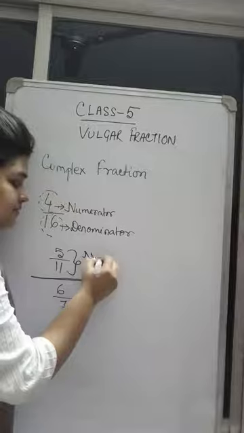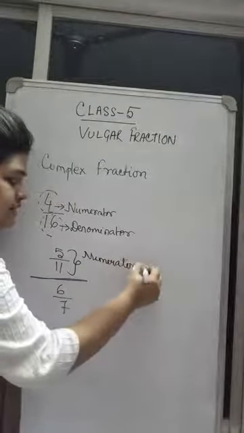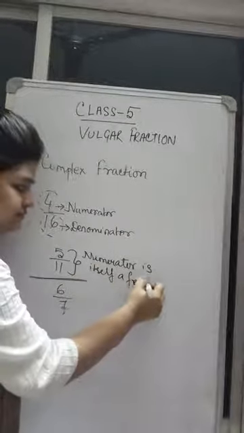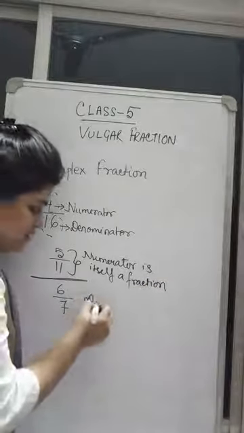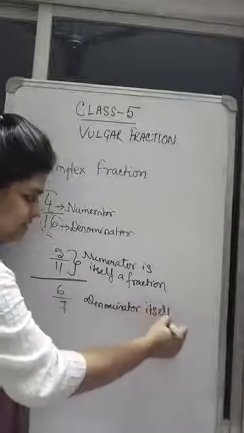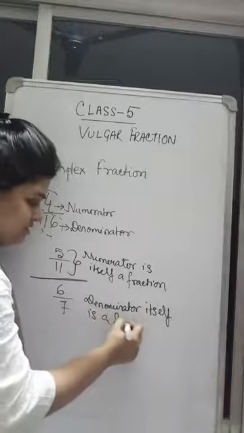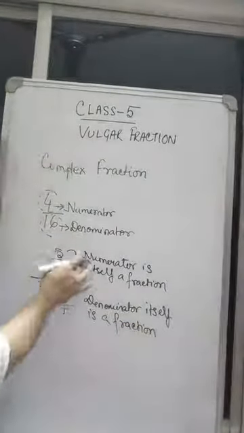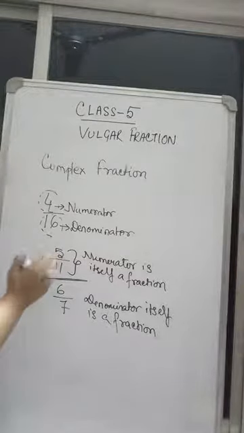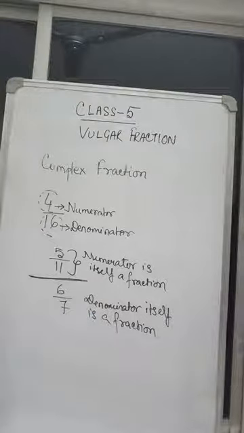So when the numerator is itself a fraction, or if the denominator itself is a fraction, or when both numerator and denominator are fractional numbers, and with that you want to write it as a fraction, 5 by 11 by 6 by 7, it is known as a complex fraction. This entire thing is again a fractional number.